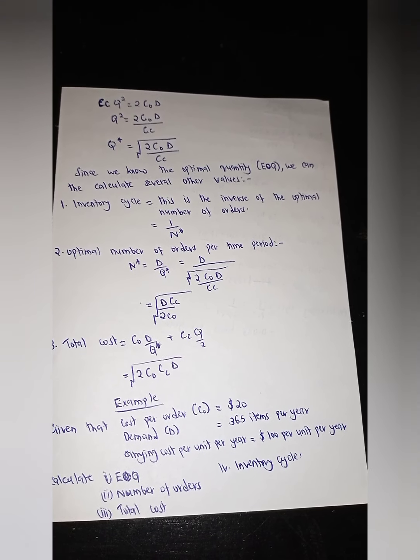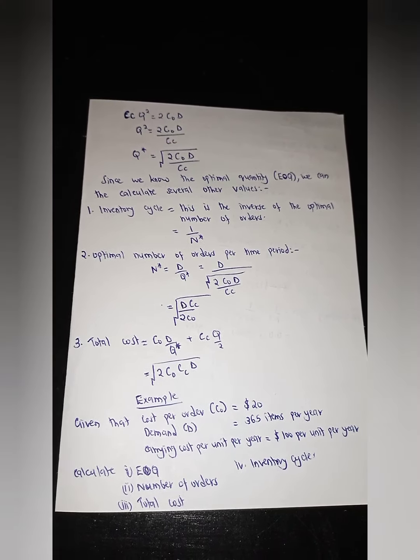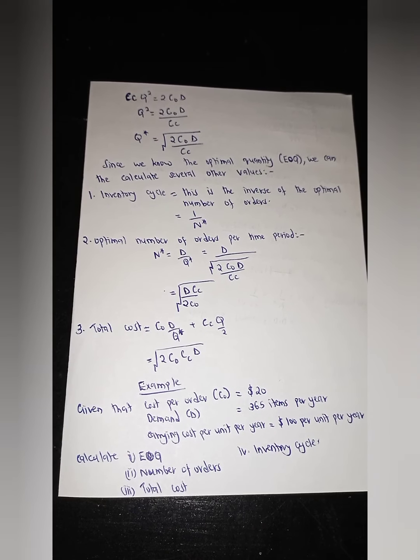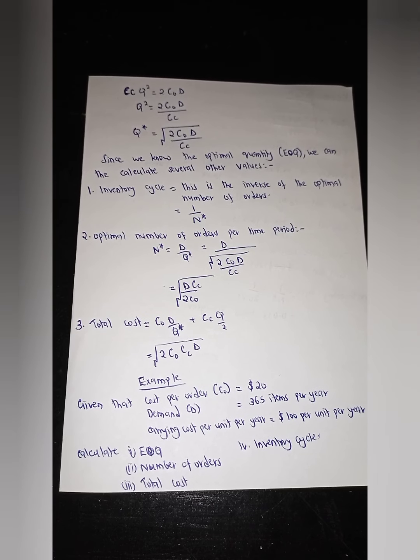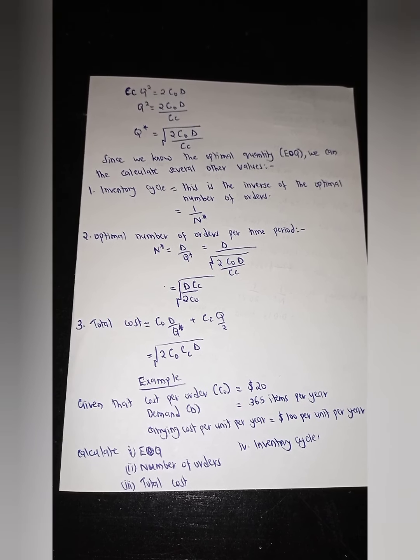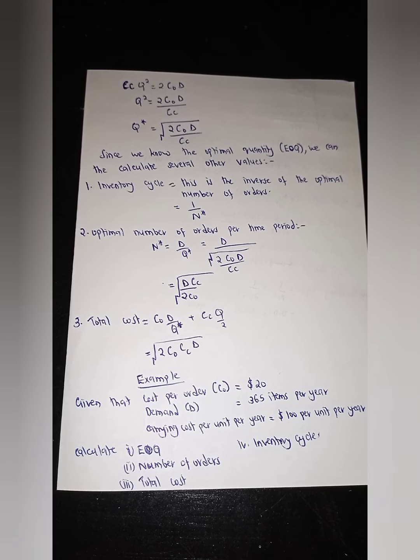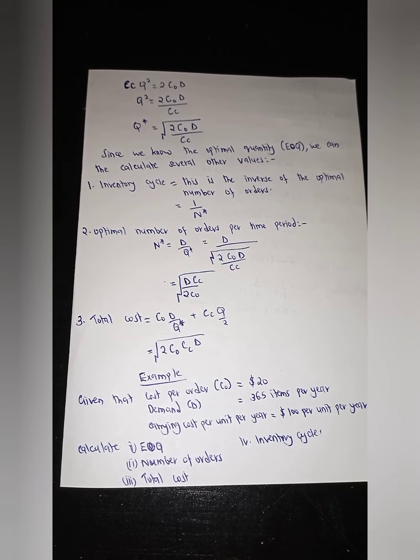So we bring the like terms together, and then we get the economic order quantity is going to be the square root of 2 CO times D all over CC. Since we know the optimal quantity, that is the EOQ, we can then calculate several other values.